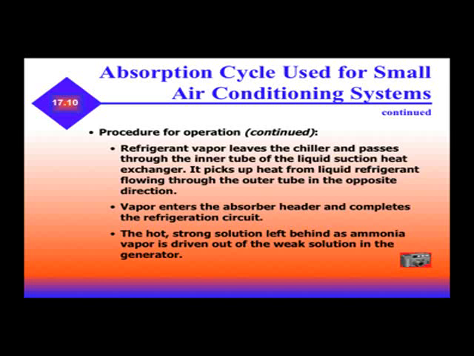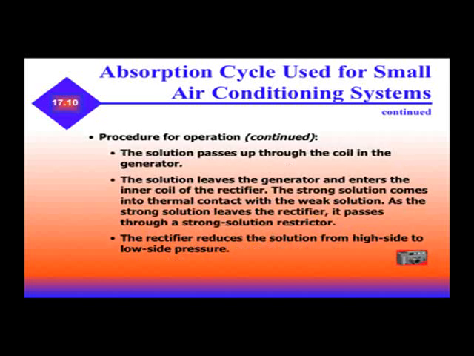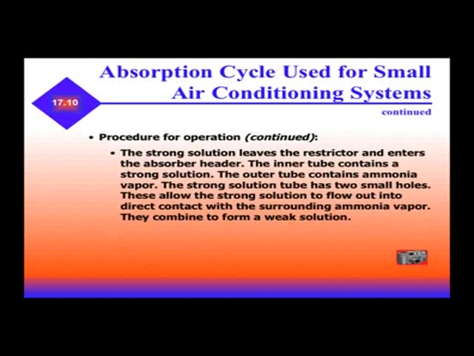The hot, strong solution is left behind as ammonia vapor is driven out of the weak solution in the generator. The solution passes through the coil in the generator. The solution leaves the generator and enters the inner coil of the rectifier. The strong solution comes into thermal contact with the weak solution. As the strong solution leaves the rectifier, it passes through the strong solution restrictor. The restrictor reduces the solution from high side to low side pressures. The strong solution leaves the restrictor and enters the absorber header.